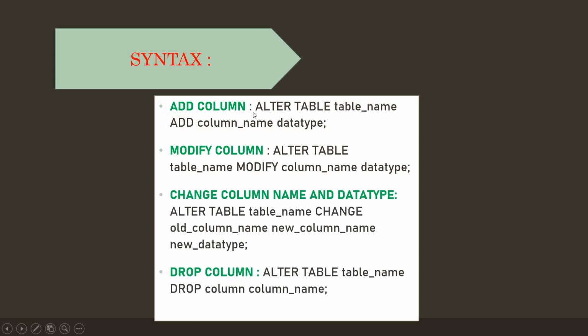In order to add a column, the syntax that we should follow is alter table followed by the table name, then add. After that, we must write the name of the new column which we are going to add, and finally we have to add its data type and terminate it using our semicolon. Now let us try doing this.